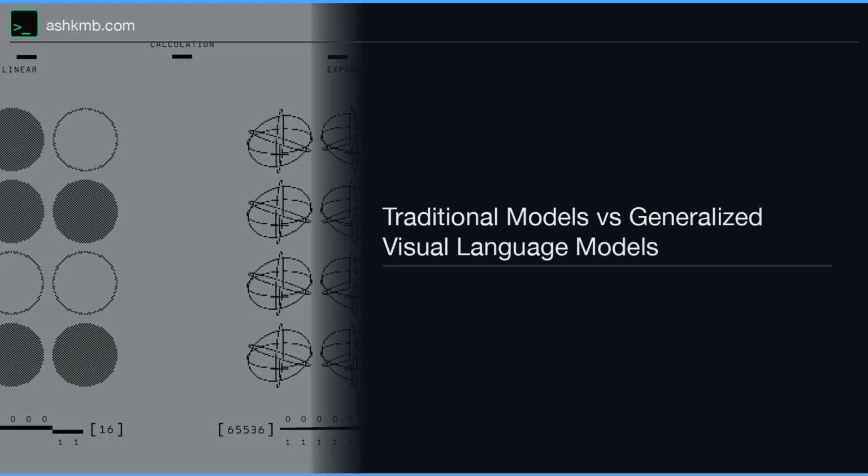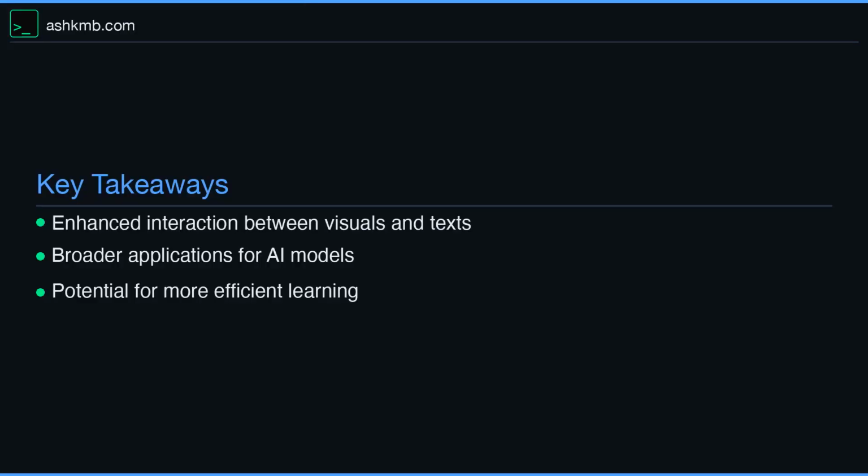In contrast, generalized visual language models integrate visual and textual data directly, utilizing attention mechanisms for improved feature alignment. Generalized visual language models significantly enhance the interaction between visual and textual data, facilitating broader applications in AI. They present opportunities for more efficient learning, raising the question, how do you see generalized visual language models impacting future AI applications?